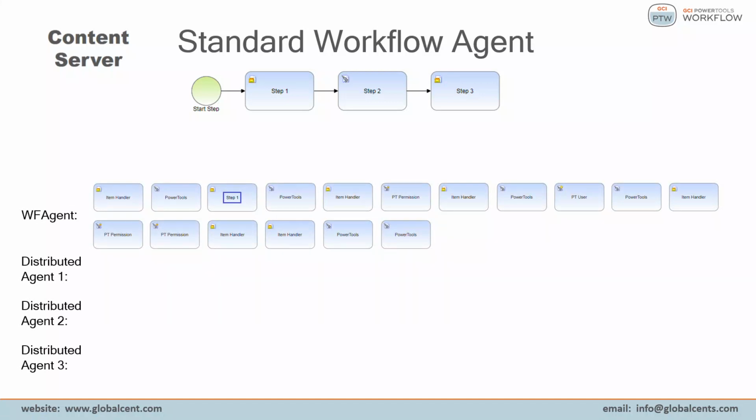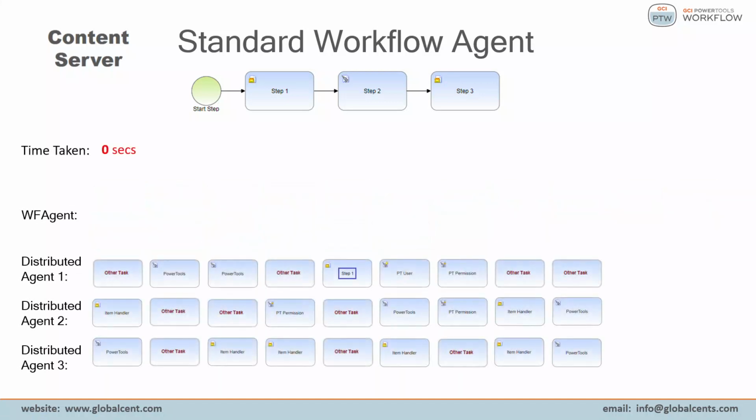The workflow agent picks up all steps waiting to be processed. It then distributes them among distributed agents, which carry out many background tasks for Content Server. These agents can be on the same server or spread across many servers. Administrators can only specify which servers have distributed agents, not what they process.